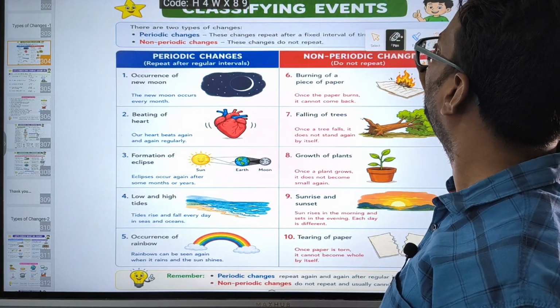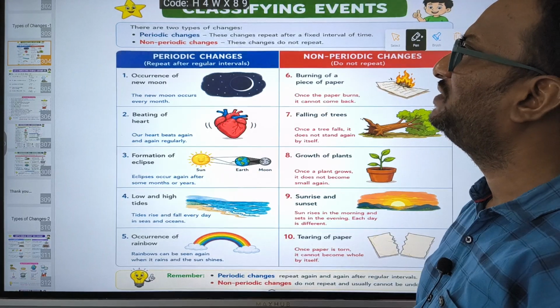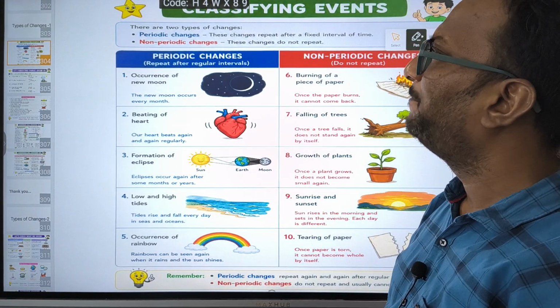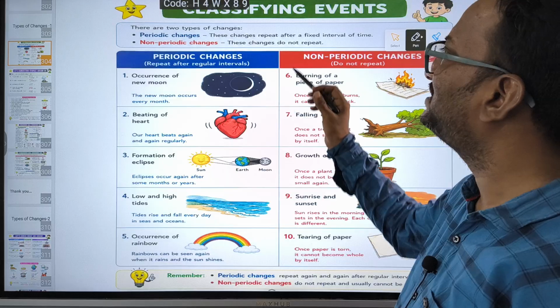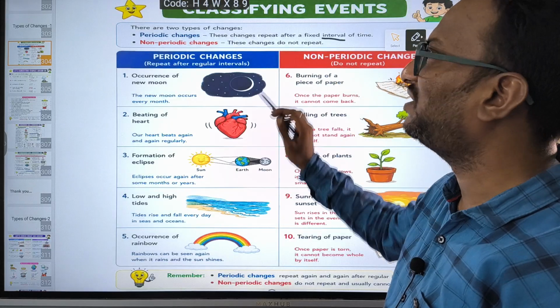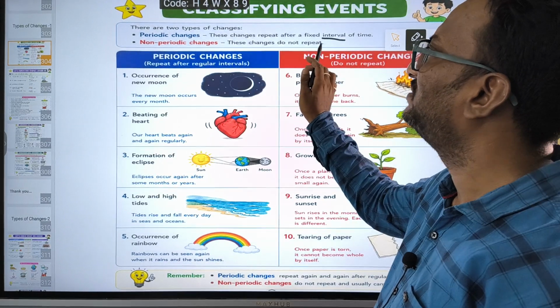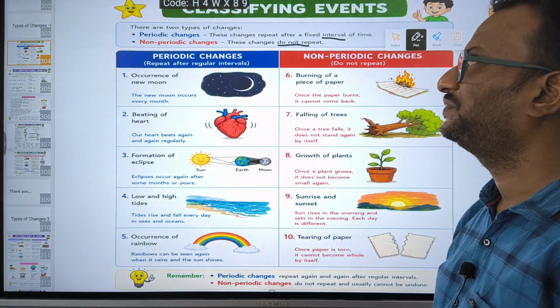Classifying events. There are two types of changes. Periodic: these changes repeat after a fixed interval of time. Non-periodic: these changes do not repeat.